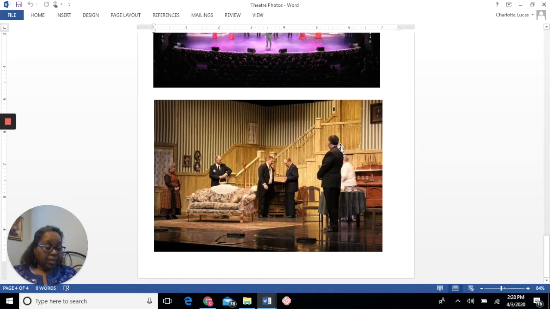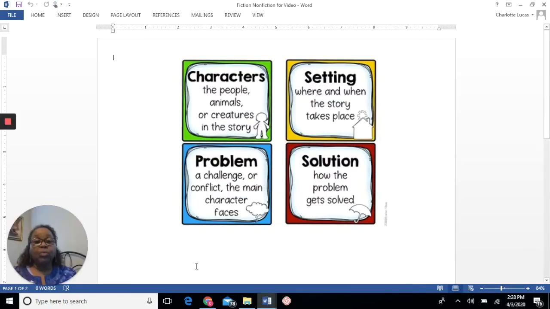Now, when we want to define what a play is, it's a story acted out on a stage, and it's live. Any mistakes, there are no do-overs. It's a live performance. All right. The other things that we talked about last week were story elements. The elements that we are focusing on are characters, setting, problem, and solution.